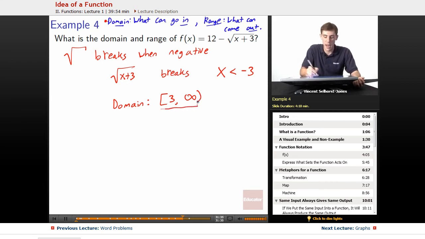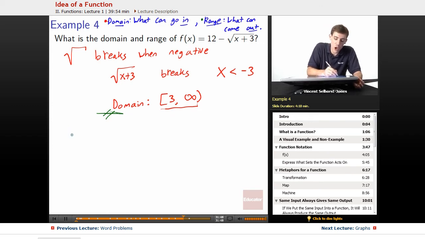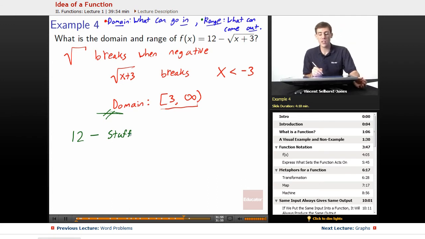So that is our domain. If we want to figure out what the range is, then the question is, what can f of x put out? So notice we've got 12 minus stuff. Now that stuff, square root of x plus 3, square root can spit out any number, right? If you put in square root of 0, square root of 1, square root of 4, square root of 9, you're going 0, 1, 2, 3, and you can make any number in between that.